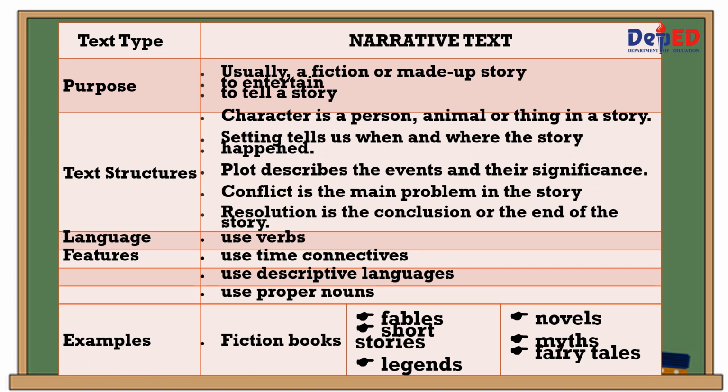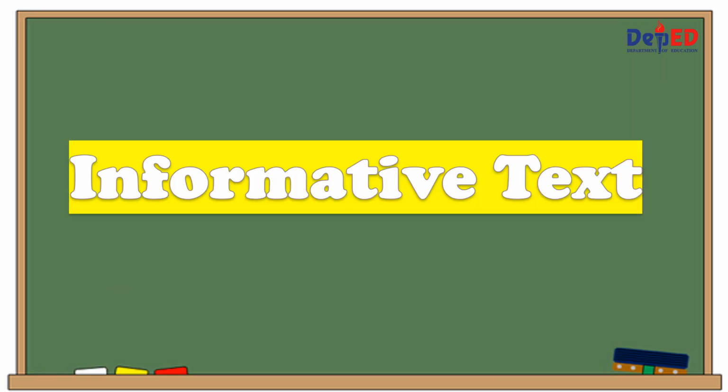So for the narrative text, the purpose is usually to entertain or to tell a story. The text structures are the character, setting, plot, conflict, and the resolution. The language features use verbs, time connectives, descriptive language, and proper nouns. Examples are fiction books, fables, short stories, legends, novels, myths, and fairy tales.